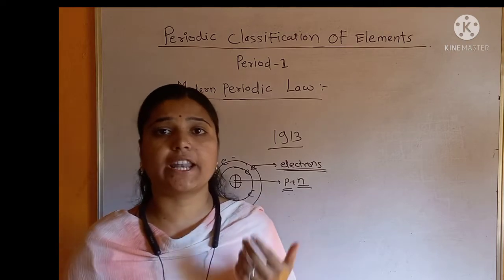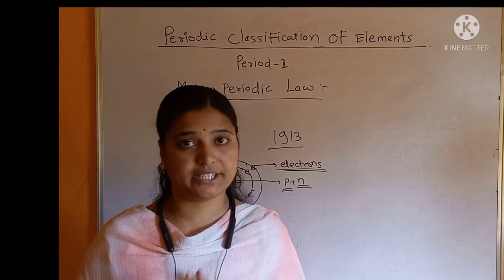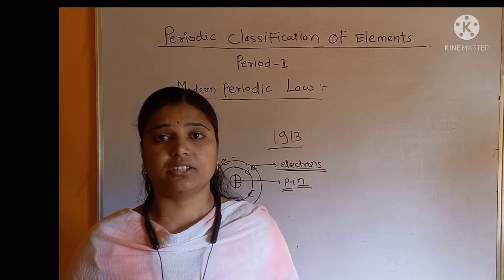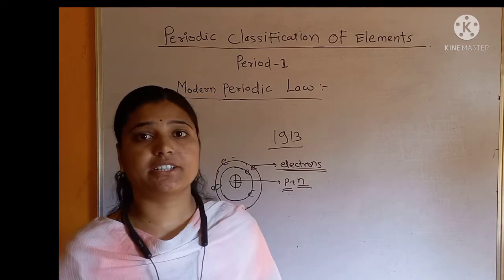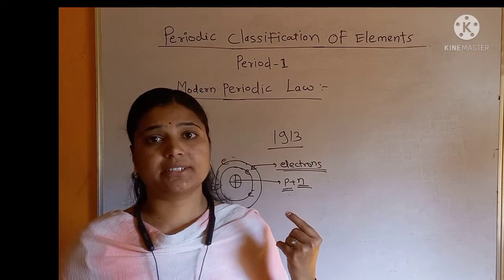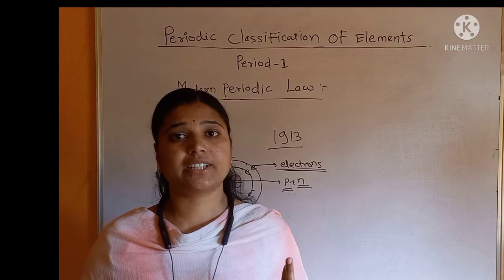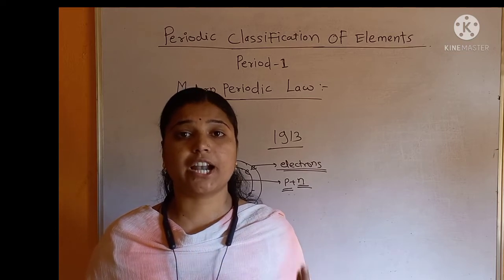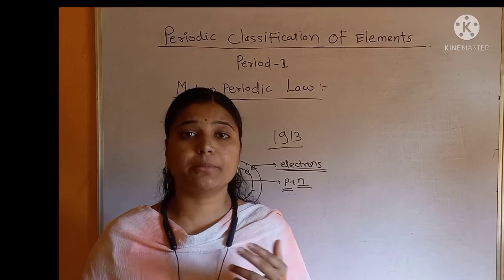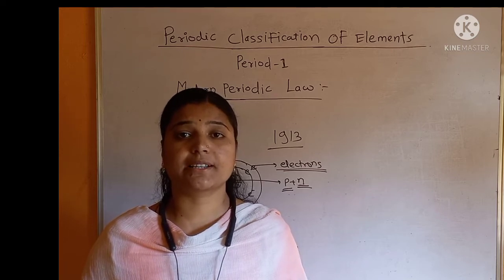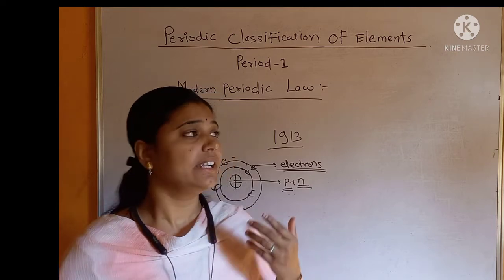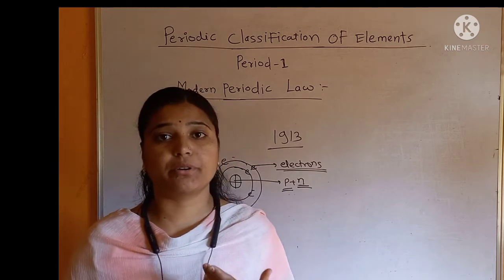It is also called the long form of the periodic table. One question may be asked in the exam: why is the modern periodic table called the long form of the periodic table? Because the modern periodic law says that the properties of elements are the periodic functions of their atomic number, and atomic number gives the property of a particular element more accurately as compared to the atomic mass number. Hence it is called the long form of the periodic table.